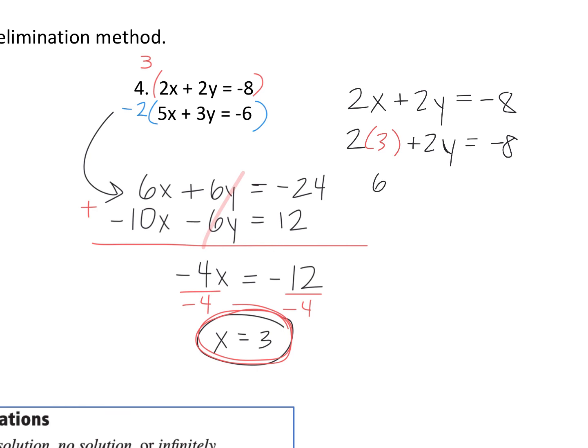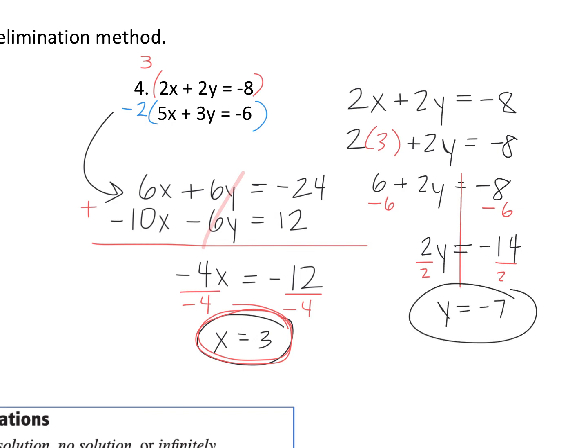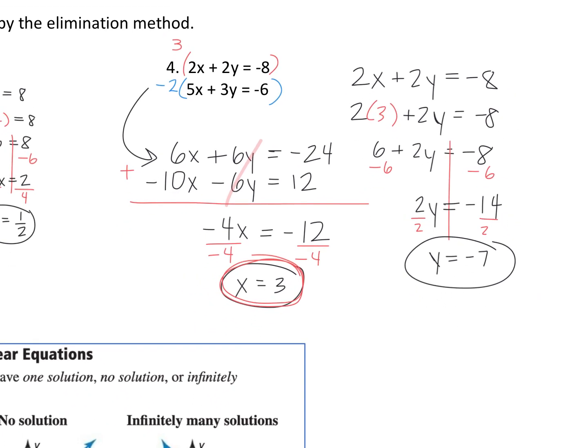Plug back in, so 6 plus 2y equals negative 8. You are solving now because we'll have to subtract 6 and divide by 2. I think that's negative 14. You divide by 2, and y is negative 7. If you leave your answer like this, you've actually not gotten it done because it's 3, comma, negative 7. Your answer is a point. Make sure it's x, comma, y.